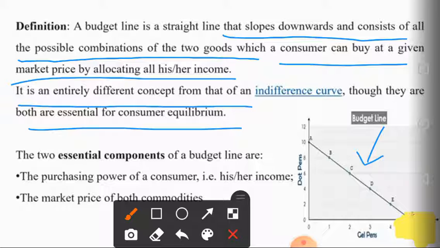The two essential components of a budget line are the purchasing power of a consumer, which is also called the income line, and the market price of both the commodities. This is important. These are the two essential components of the budget line.